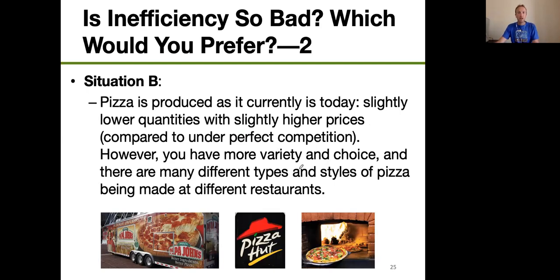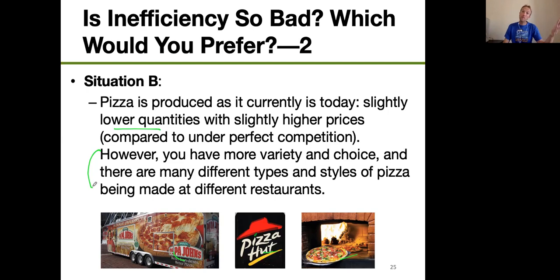This is how pizza is today. Pizza's slightly different, right? Papa John's is slightly different than Pizza Hut, which is slightly different than DiGiorno, for example, or Domino's. And we know that that's going to allow the firms to charge slightly higher prices because they can say, hey, look, this is a Papa John's pizza, pay a little bit more. And that means that the quantities are slightly lower as compared to the world we just imagined, right? However, what's the benefit of this? Man, we have more variety and choice. There's many different styles of pizza being made at the different restaurants. And so that gives us, as consumers, options that we didn't otherwise have.